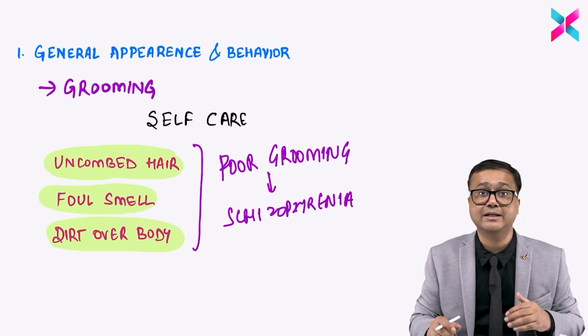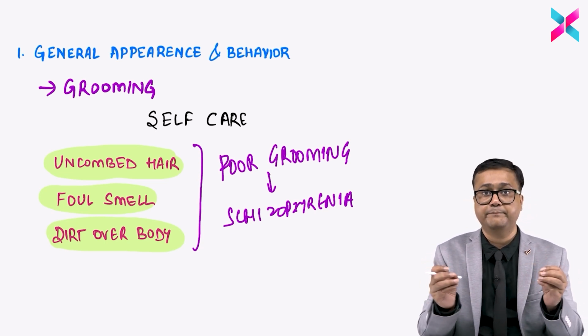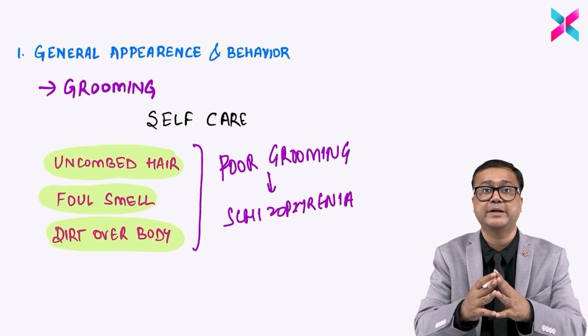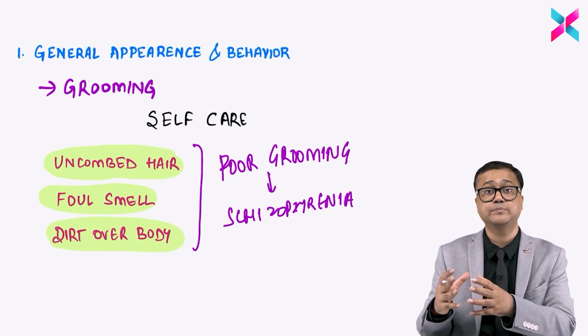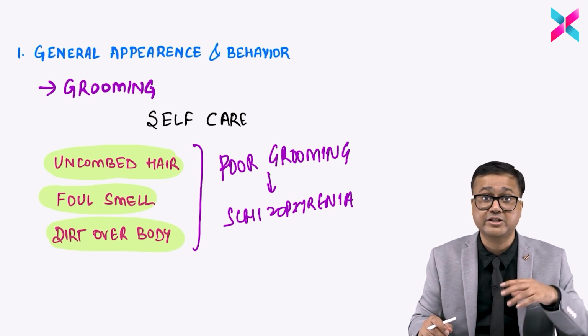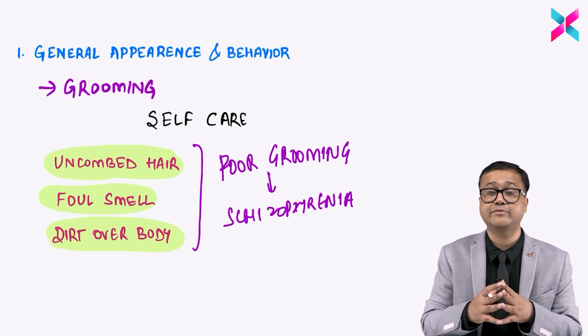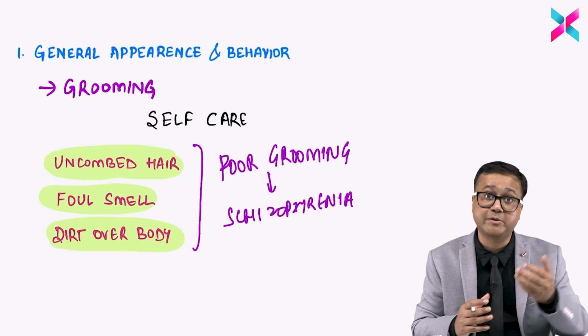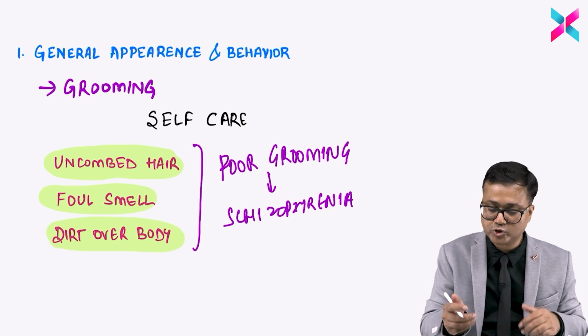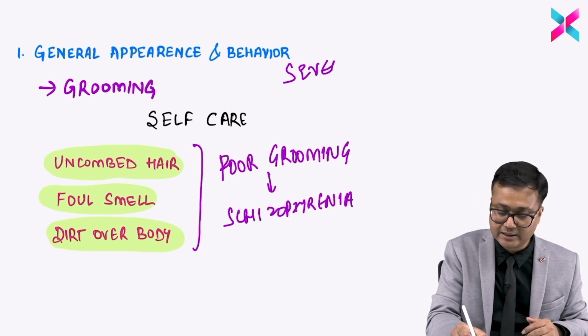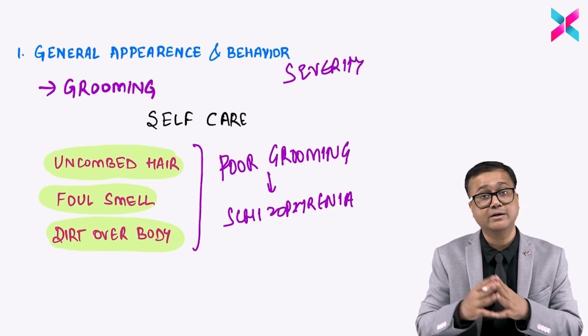Also, this may tell us the severity. Two patients, A and B, have depression. Patient A comes with normal grooming. Patient B comes with poor grooming. Whom do you think may be having a severe depression? It may be patient B. So this may also help us tell the severity of the illness.